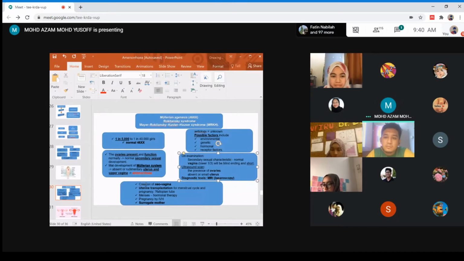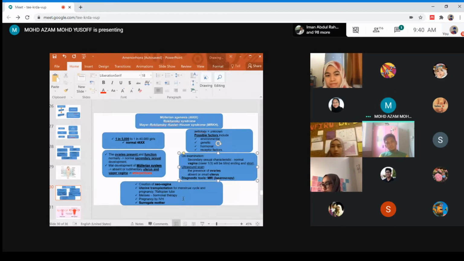Treatment is we have to create a new vagina for her because she will have a sexual life. She needs a sexual life, so we have to create the new vagina for her. Make it longer for sexual intercourse. And nowadays we can do a uterine transplant to get the menses or to have pregnancy. But that does not mean that the fallopian tube is there or functioning.